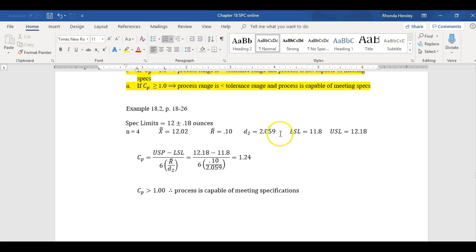The D2 value, I got that again from the table for a sample size of 4. You just read across till you see the little D2. It's in the back of your book. And then the spec limits, I computed those using the 12 plus or minus 0.18. So 12 minus 0.18 is 11.